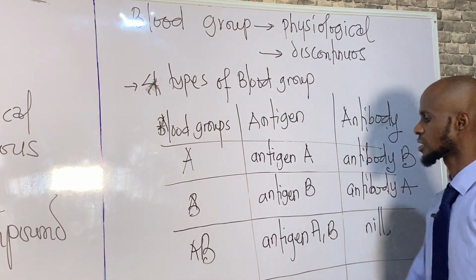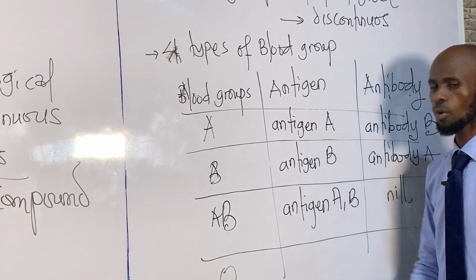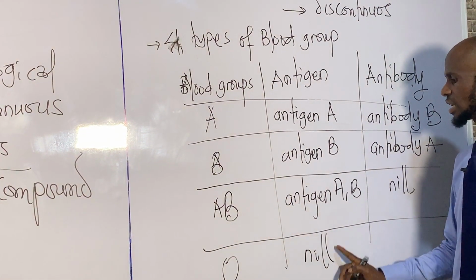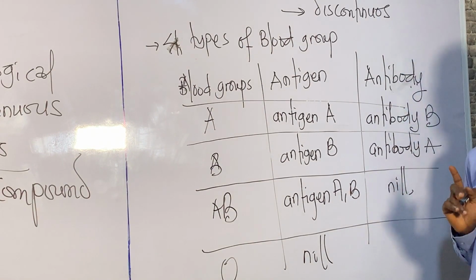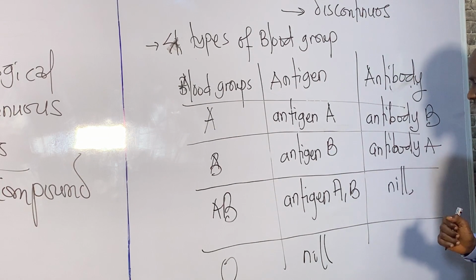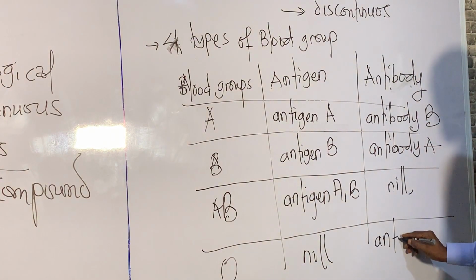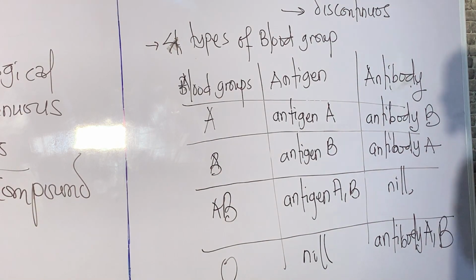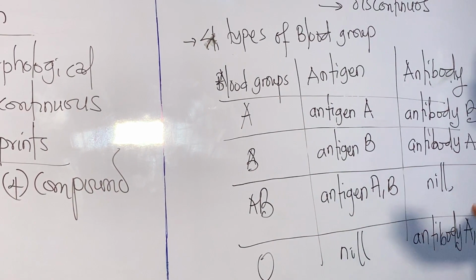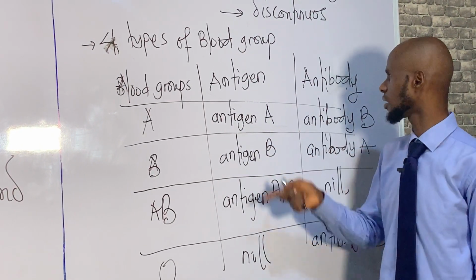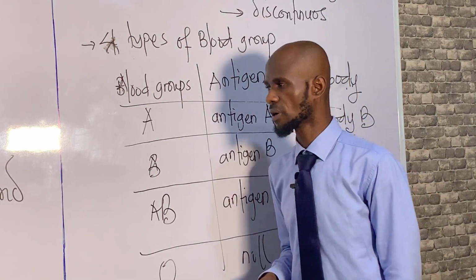And the last one is blood group O. Blood group O, you are not having either antigen A or antigen B. Since you are not having either of the two antigens, therefore you are permitted to have both antibodies. You can have antibody A and you can have antibody B. So don't forget that the antigen is found on the surface of the red blood cell and the antibody is found inside the plasma.